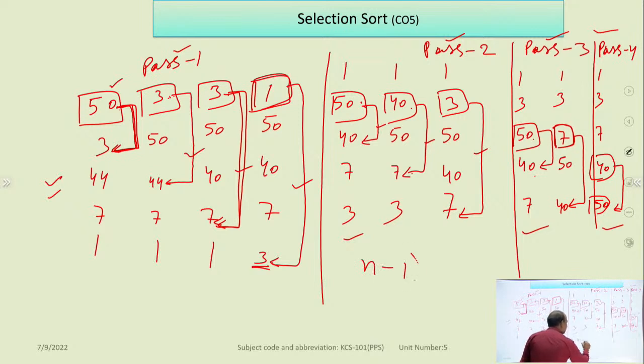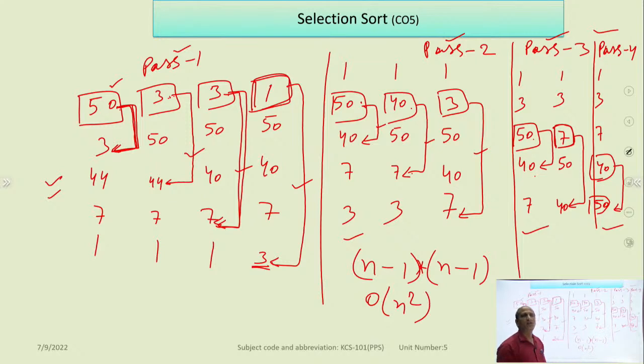The complexity of this algorithm will become n minus 1 into n minus 1, means order of n square will be the complexity of your selection sort. So this is the logic of implementing a selection sort in the list.